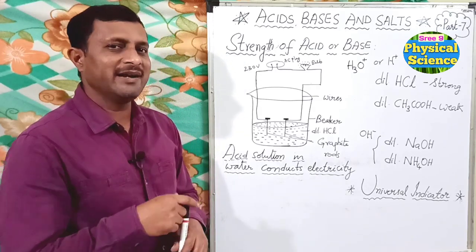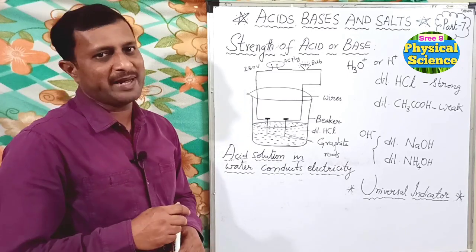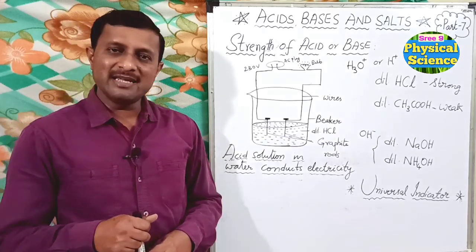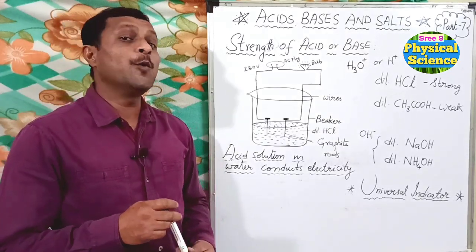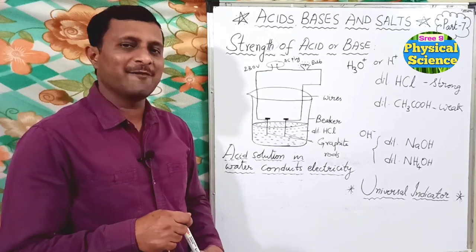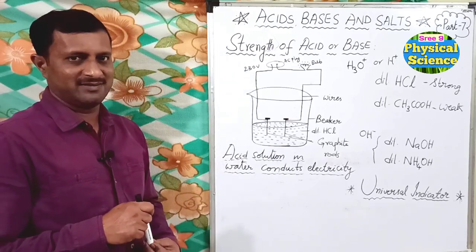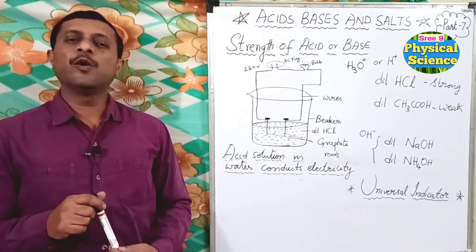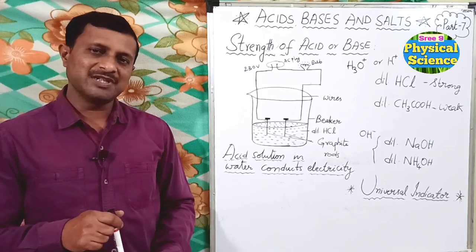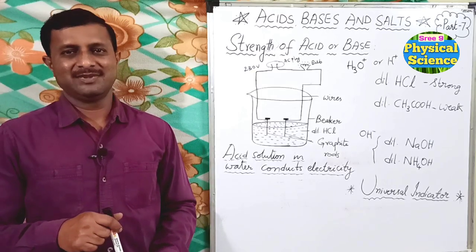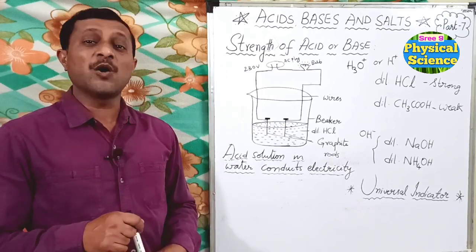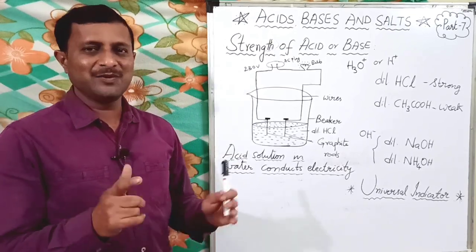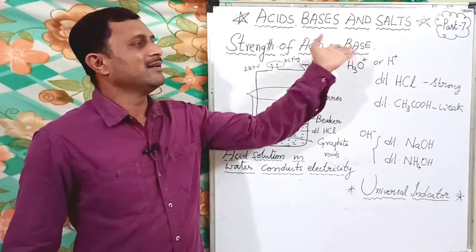Now I think you can define strong base and weak base. So let us see here, the base which produces more number of OH- ions in aqueous solution is called strong base, right? Now the base which produces fewer number of OH- ions in aqueous solution is called weak base, right? So these are strong acid, weak acid, strong base, weak base. So this is about strength of acids or bases.